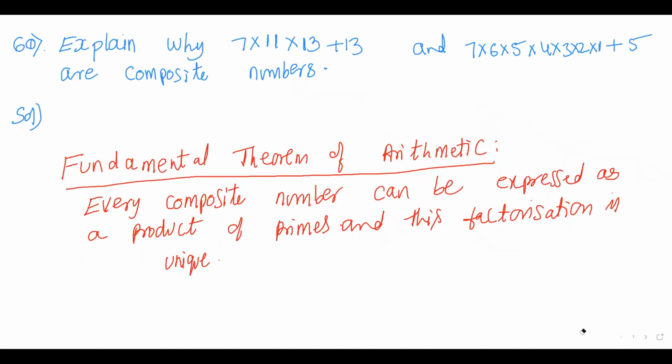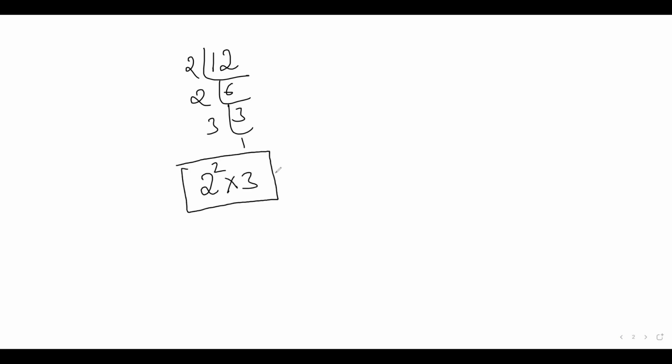Now the statement says that every composite number can be expressed as a product of primes. Let's see. Can any one of you tell me one composite number? 12. So 12 is a composite number. When I factorize: 2 6s are 12, 2 3s are 6, 3 1s are 3. So 12 is 2 squared into 3, a product of primes. Every composite number can be expressed as a product of primes.